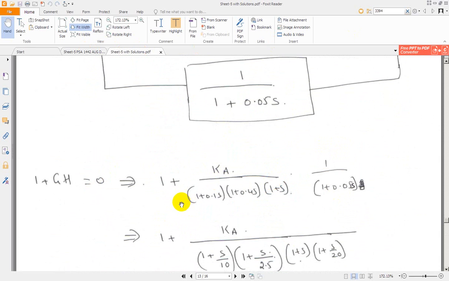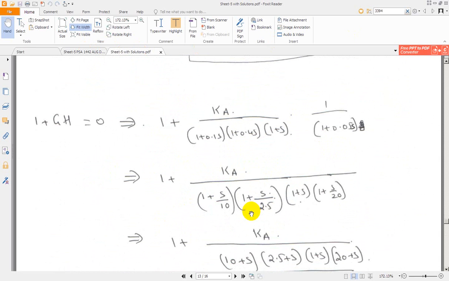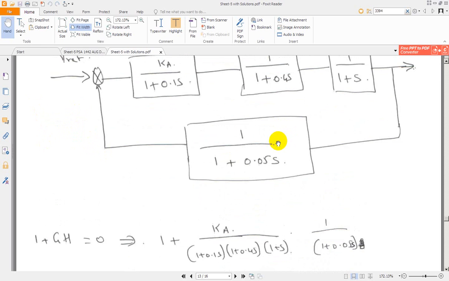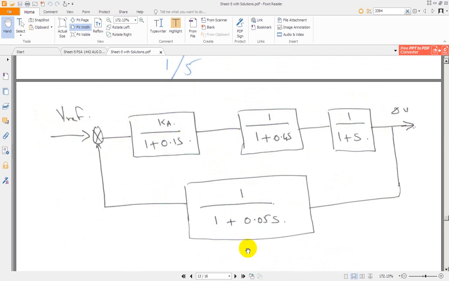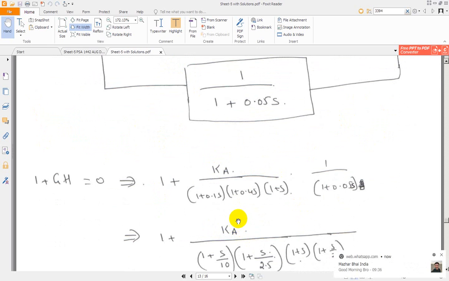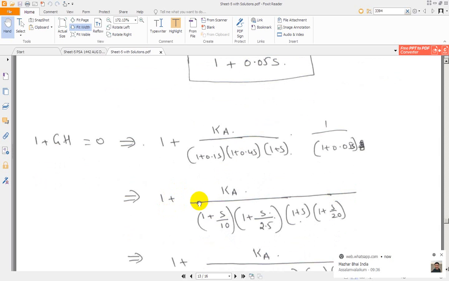Now, for evaluation of KA, we need to form the characteristic equation: 1 plus G of S into H of S is equal to 0. The G of S value is the product of these three, and the H of S value is this parameter. KA divided by 1 plus 0.1 S, 1 plus 0.4 S, 1 plus S, into 1 by 1 plus 0.05 S.